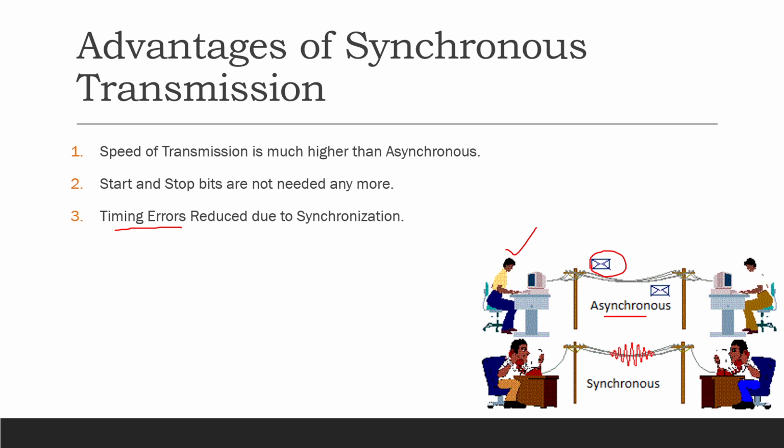But in the second case, you can see this is a phone, and both persons are talking on the phone with each other. They are in real-time mode, so their frequency is the same, their clock is the same. That's why when this person is talking, at the same time this person is listening, and when this person is talking, this person is listening. So this is a very good example of synchronous communication.